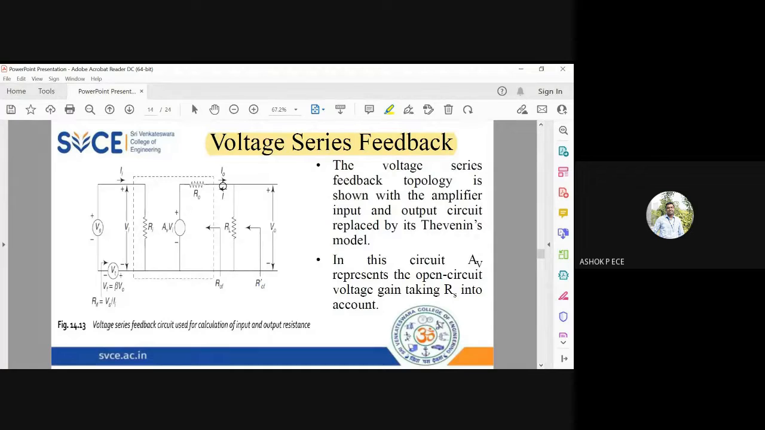Whenever you have the word series, you will have Thevenin's theorem, because in Thevenin's theorem, you know, it is a voltage source in series with a resistor. And whenever you have the term shunt, you will go for Norton's theorem.